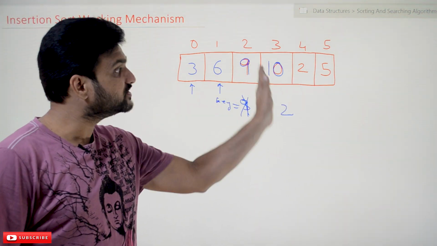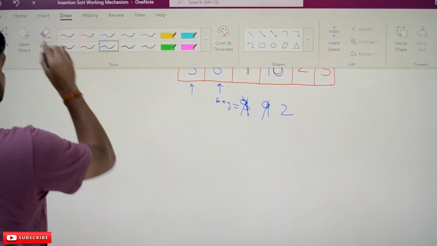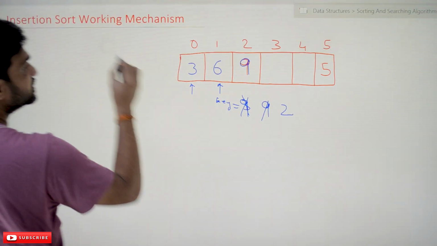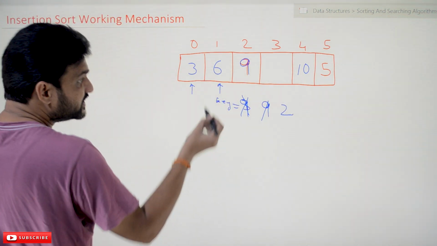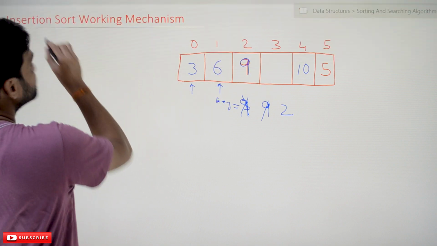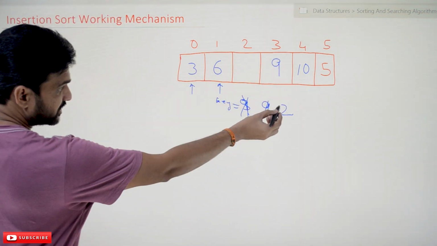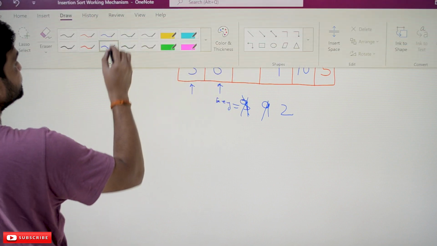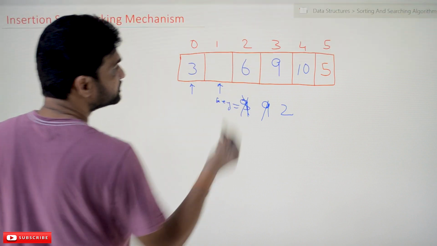So we have to shift it here. Now what we will do is, this we have taken already, so the 10 will be shifted here. Now again 2 compared with 9, is it greater? Yes, it is greater. So this has to be shifted. So I am going to shift it. Okay, now 6 greater than 2, is it true? Yes, it is true. So this 6 has to be shifted.